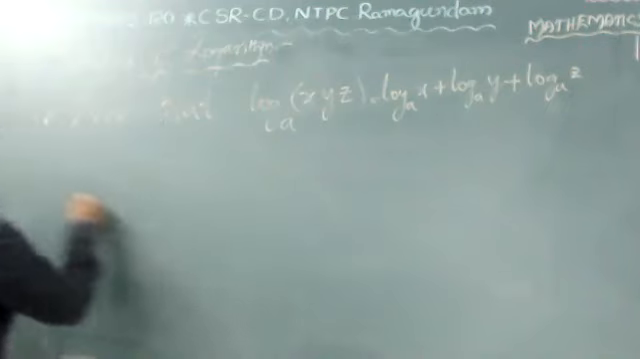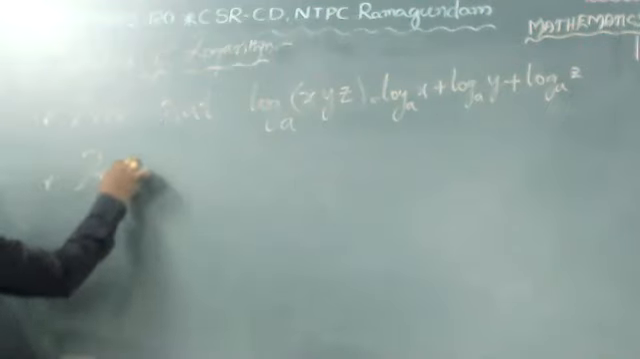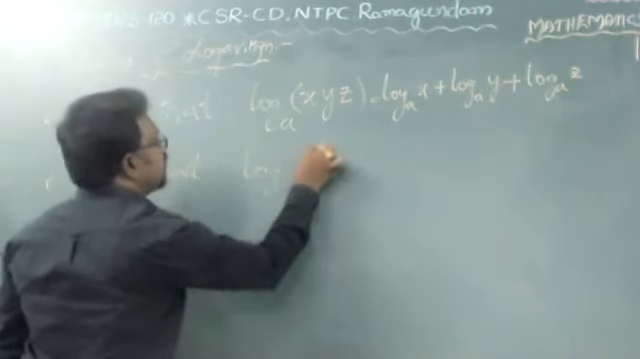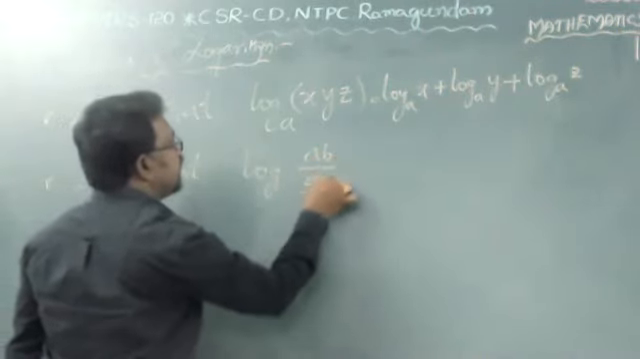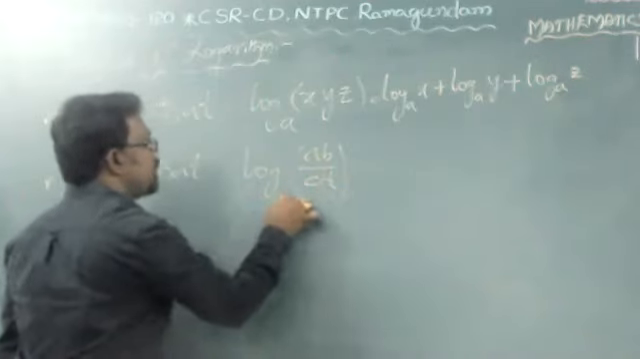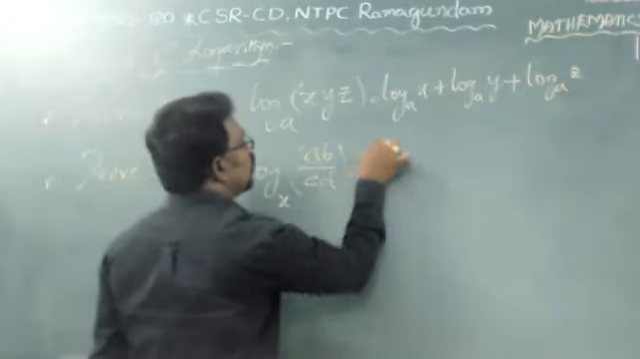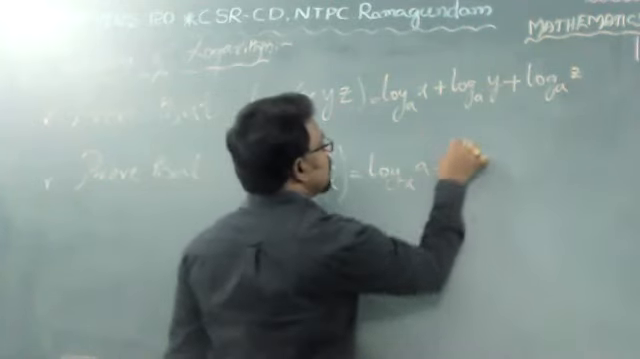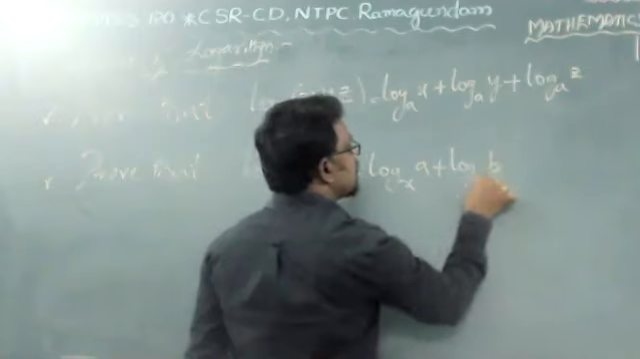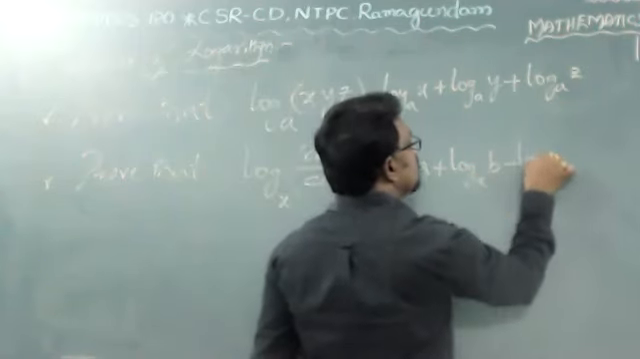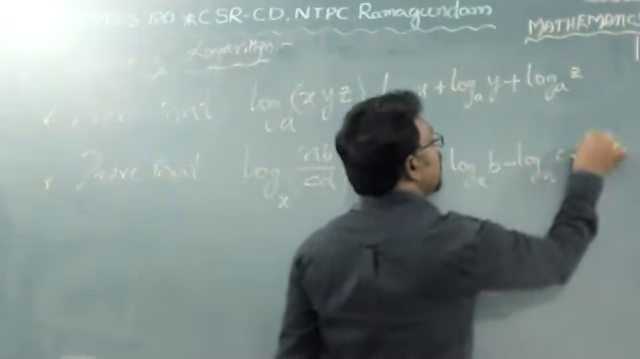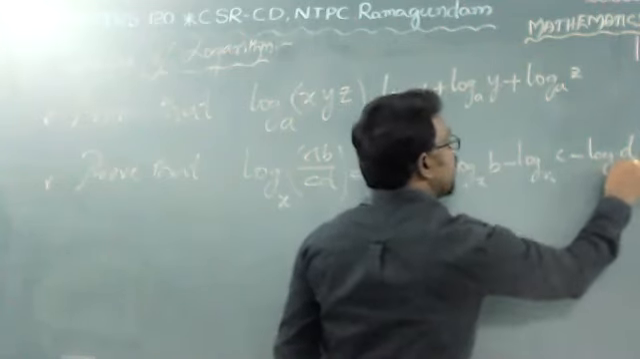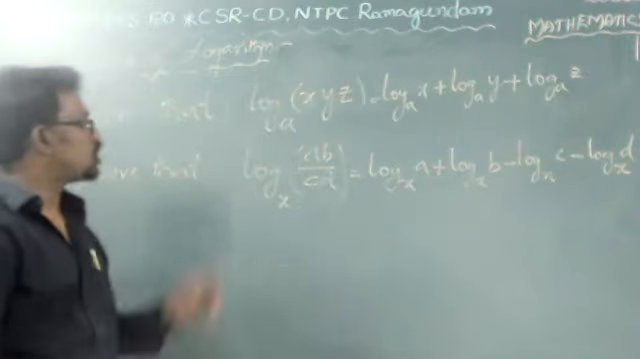And second one, prove that log AB by CD to the base x is equal to log A to the base x plus log B to the base x minus log C to the base x minus log D to the base x. These are the two questions now.